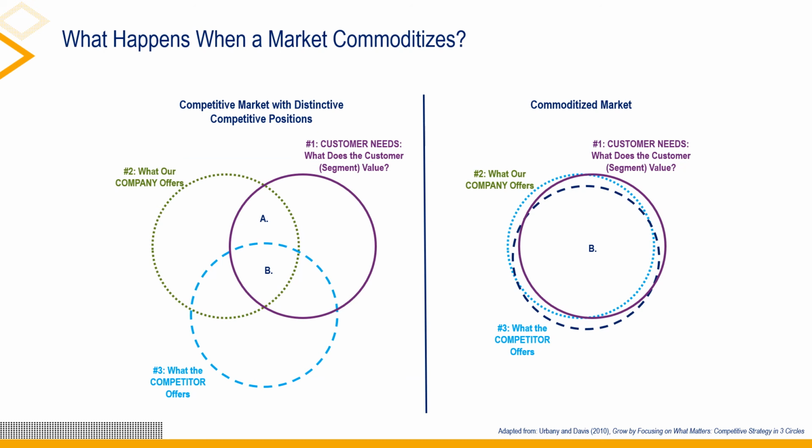What happens when a market is commoditized? This is easily conveyed using a three-circle analysis. Area B, the points of parity, gets large as the customer needs are generally well known and largely met by each competitor's offerings.